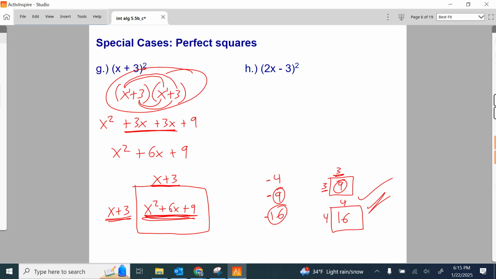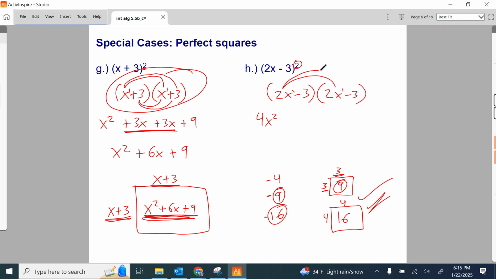Let's take a look at h. It's another perfect square because what they're going to have us do is multiply 2x minus 3 times another 2x minus 3. That power of 2 says you need 2 of them, and we're going to multiply those two together. So I'm going to put some powers of 1 on those x's, and now let's do our FOIL steps. So we have 2x times 2x, which is going to create 4x to the power of 2.